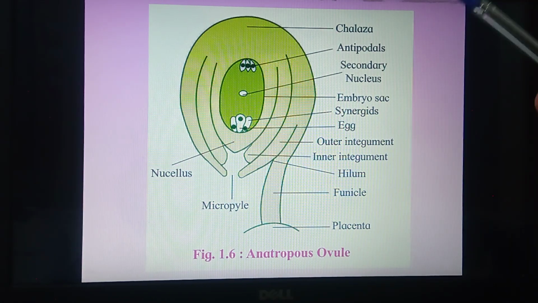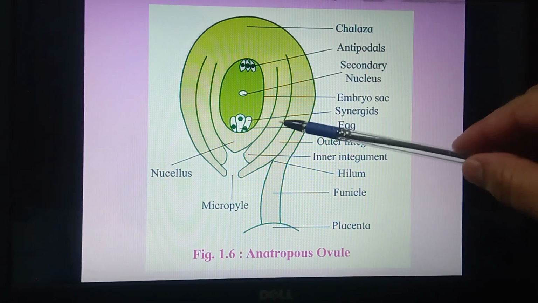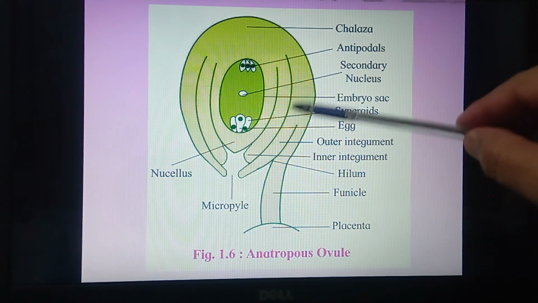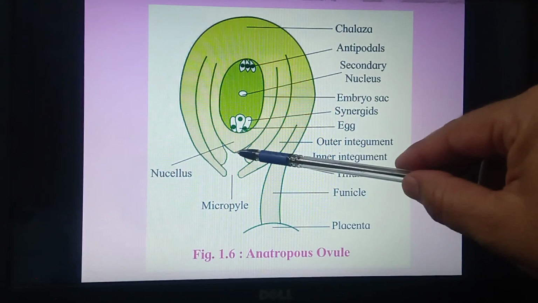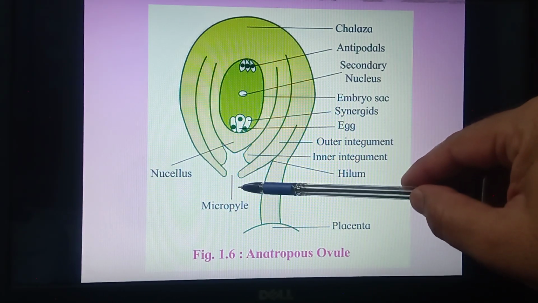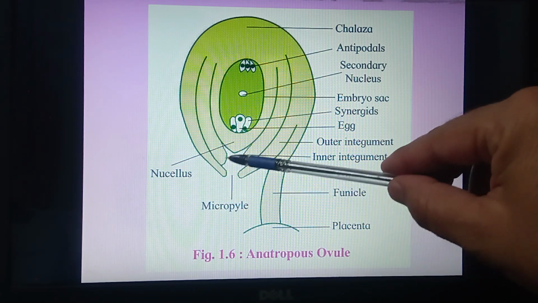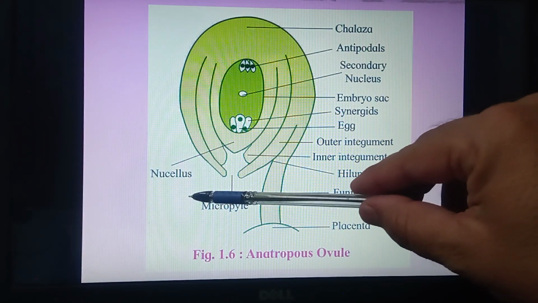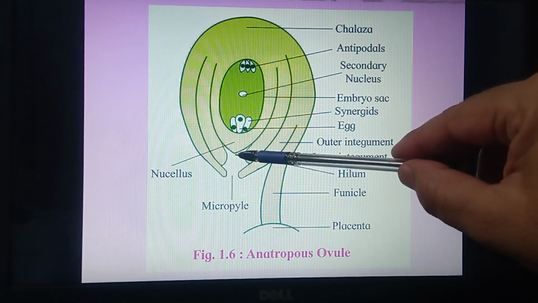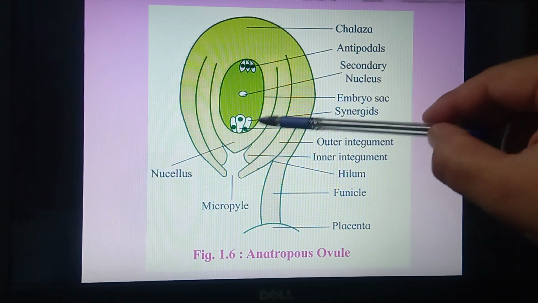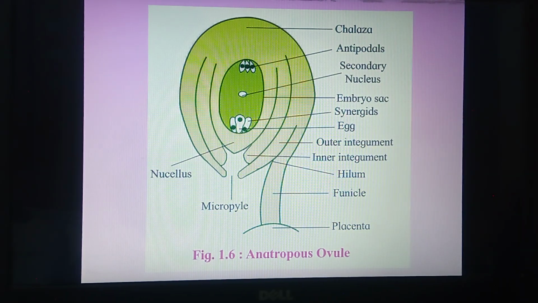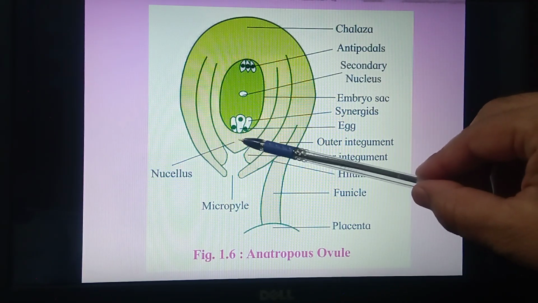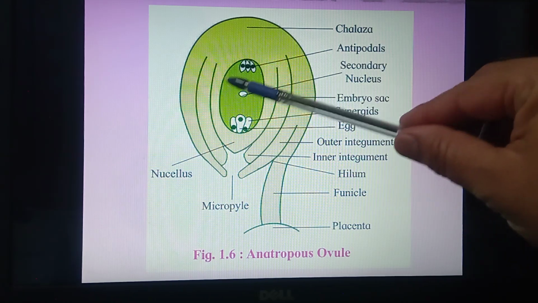Now, if we observe the integument, here the integument leaves an opening called the micropyle. Micropyle is helpful to allow the entry of a pollen tube towards the embryo sac during the process of fertilization.